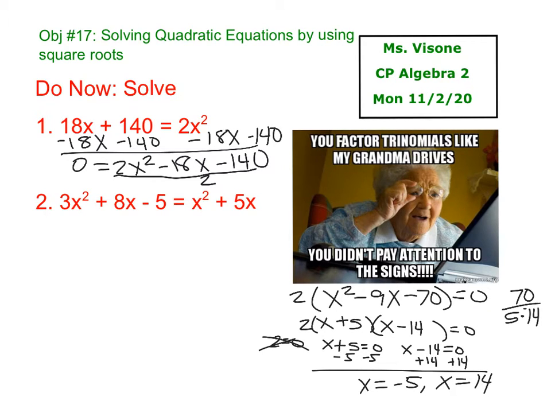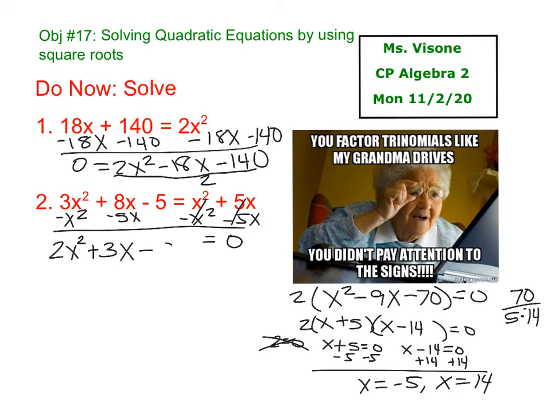I'm going to move everything to the left. Minus x squared minus 5x minus 5x. So we get 0 equals 2x squared plus 3x minus 5. Can I divide by 2 again? I can't. This is a slide.